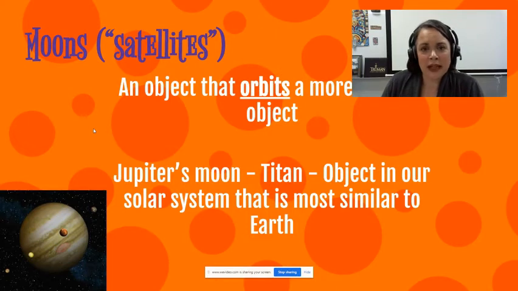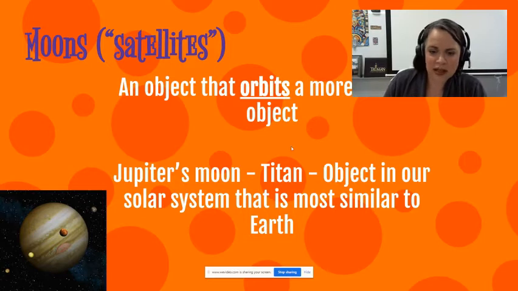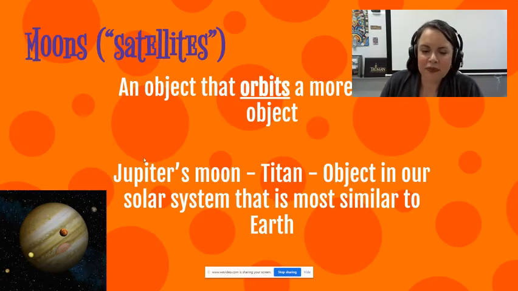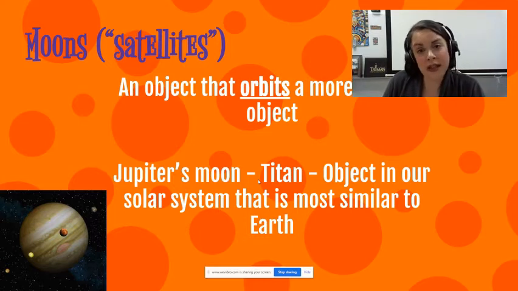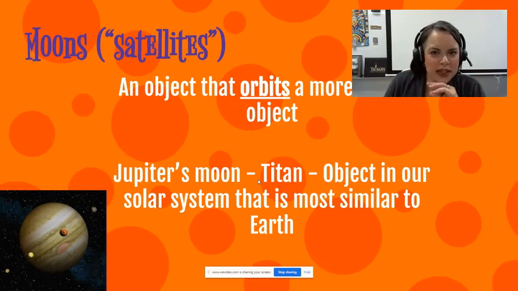Now, there are many planets out there that have moons, and we also refer to these things as satellites. And so there are lots of planets, Earth included, that have moons that orbit them. And so a moon is simply an object that orbits a more massive object. And there is a moon that orbits Jupiter called Titan. And it is an object in our universe that is the most similar to Earth. So interestingly enough, there in our solar system, it's actually a moon that's the most similar to Earth, not another planet.